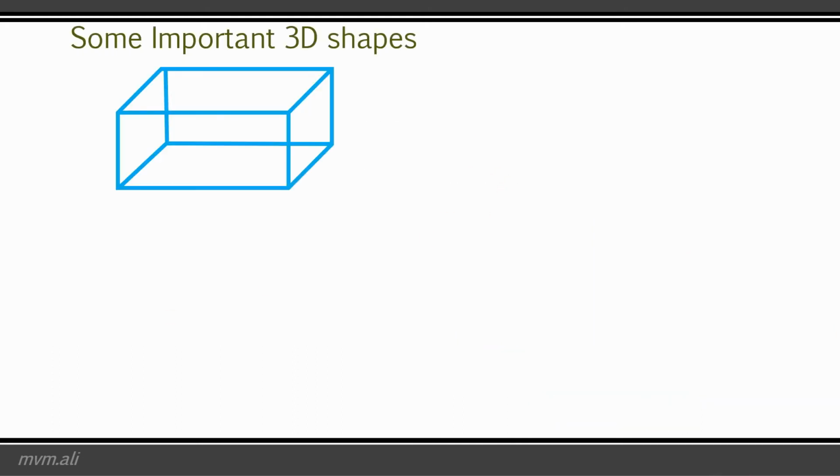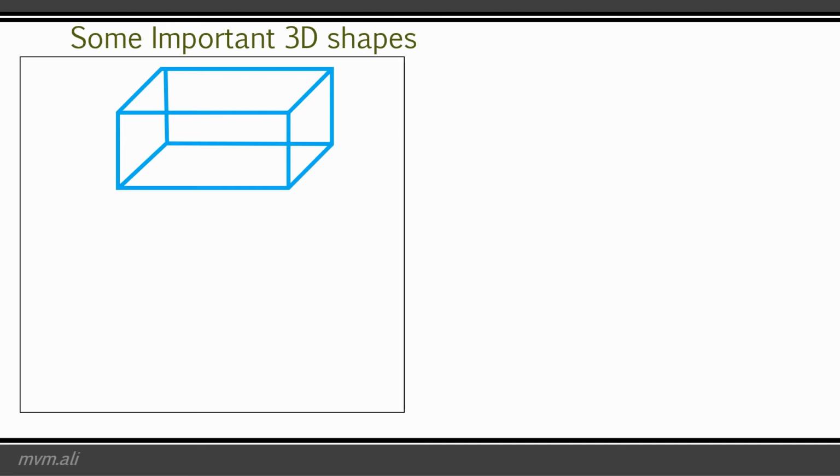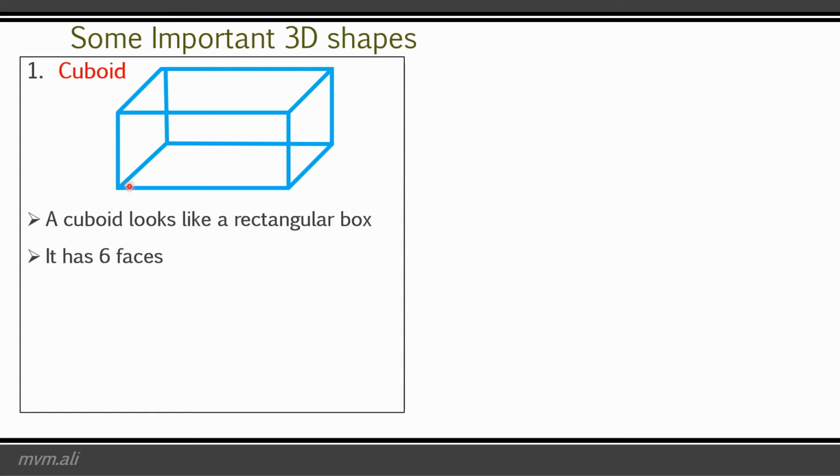Now let's discuss some important three-dimensional shapes. First one, we can start with the cuboid. What is a cuboid? A cuboid looks like a rectangular box. Clear? It is a box type of a rectangle. It has 6 faces, which means it has 3 pairs of equal faces.